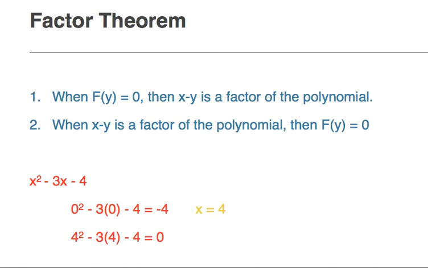So if we want to use the second part and verify to know whether or not this is an actual factor, we will plug in x equals 4 into the polynomial expression. So we're going to have 4 squared minus 3 bracket 4 minus 4, and we get 0, showing that this is indeed a polynomial expression's factor.